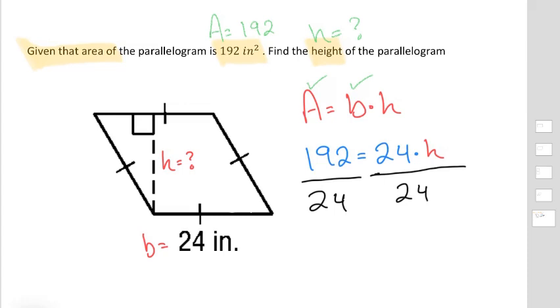Now, when I divide by 24 on the right side, the 24 in the numerator and the 24 in the denominator cancel out, and I'm going to get H by itself. On the left side, all I have to do is figure out what is 192 divided by 24, which is 8. And we can't forget our units, which is inches. Now, it's not squared because we're not talking about area. We're just talking about one dimension. So it's just inches.